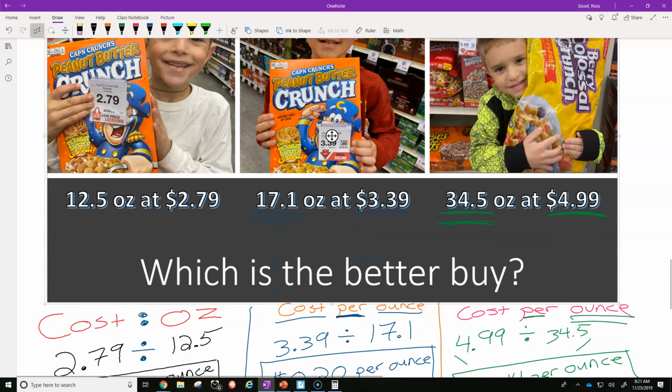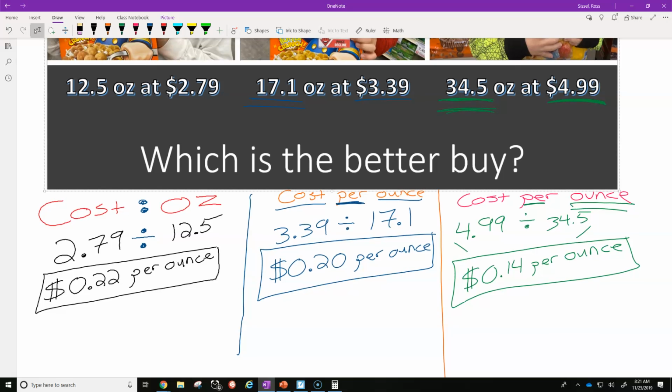So, between the two Captain Crunches, who had the better buy of the Captain's Peanut Butter Crunch? Eli or Bennett? Bennett's the first one, Eli's the second one. Joseph?